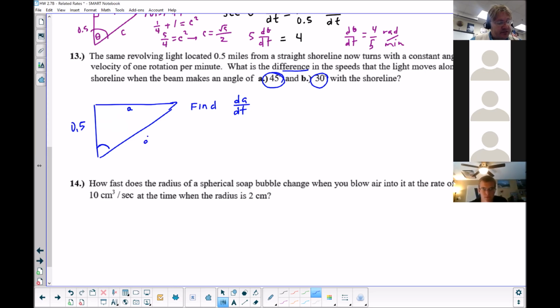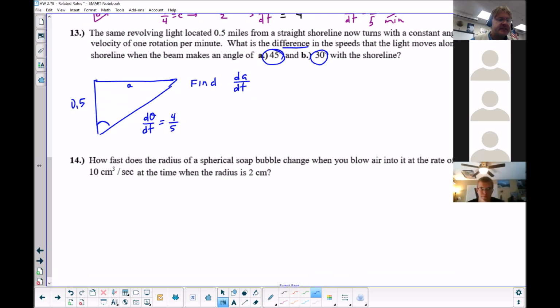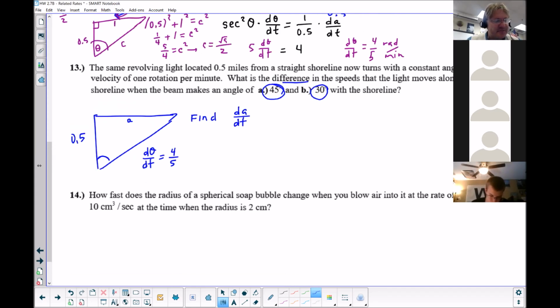So when you take your derivative and that d theta/dt pops up into the picture, we're going to go ahead and use that 4/5. All right? Because it says the same revolving light located 0.5 miles from the shoreline now turns with this constant angular velocity. I'm double checking something here. I'm making sure that's what I've got in my notes. No, 1 rotation per minute. What does 1 rotation per minute mean?